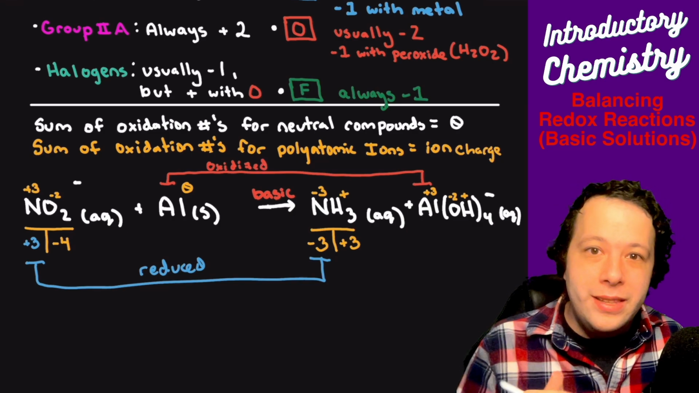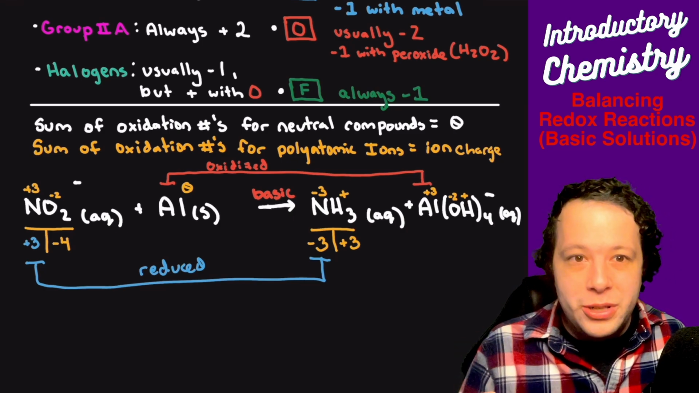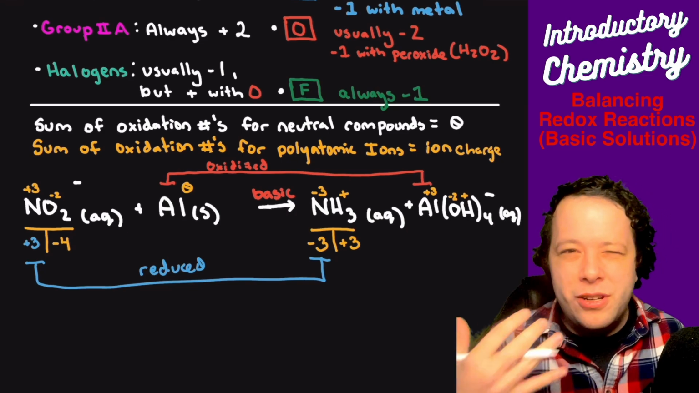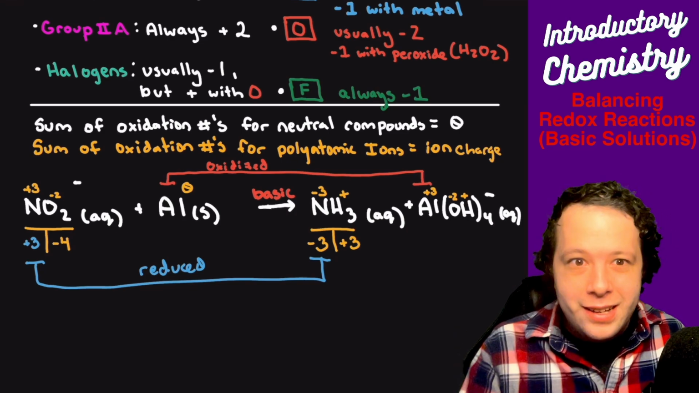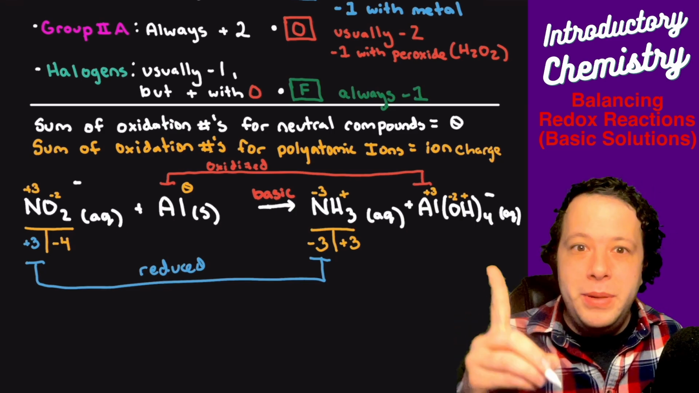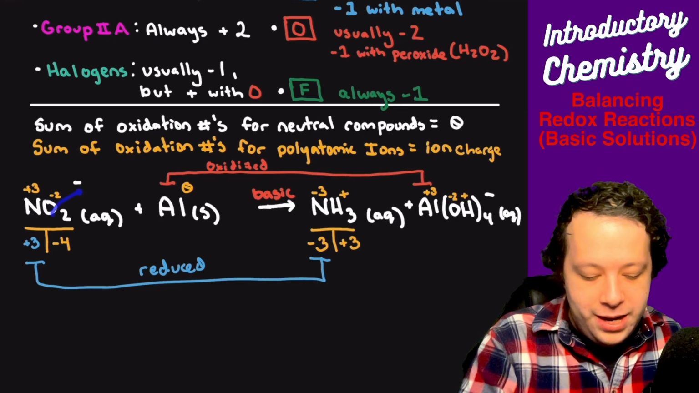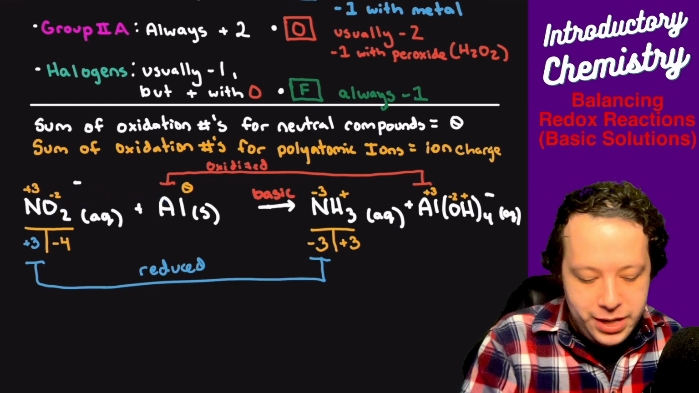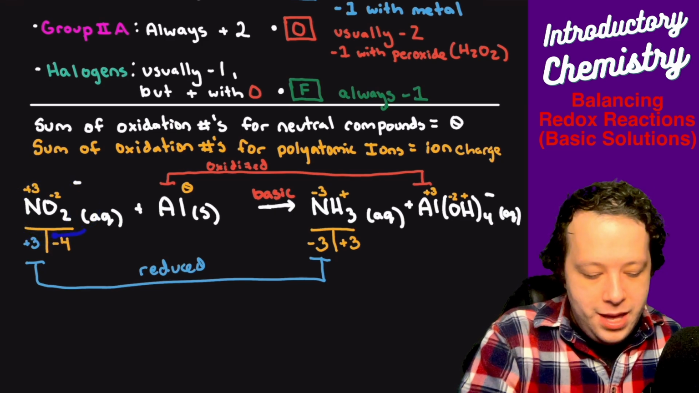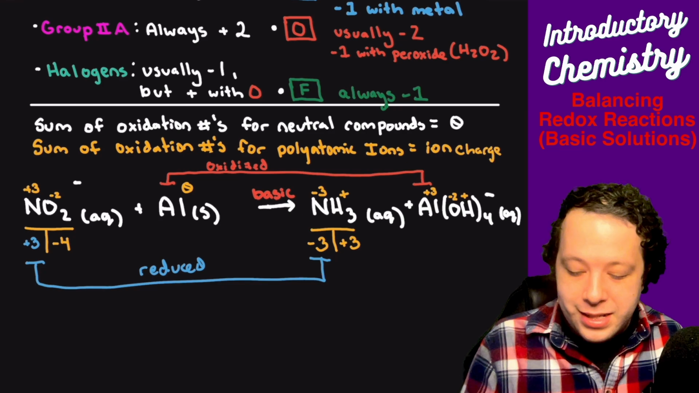Now, when it comes to labeling, our first question was what's the oxidizing agent? What's the reducing agent? Remember, it's like an agent of chaos. It's something that causes the chaos. So the oxidizing agent causes oxidation, being that these reactions are in a pair, right? When we look at them, even though nitrogen is being reduced, NO2 is causing aluminum to be oxidized.